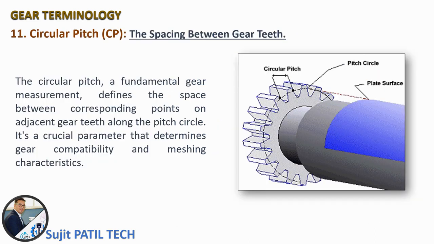11. Circular pitch, CP. The spacing between gear teeth. The circular pitch, a fundamental gear measurement, defines the space between corresponding points on adjacent gear teeth along the pitch circle. It's a crucial parameter that determines gear compatibility and meshing characteristics.